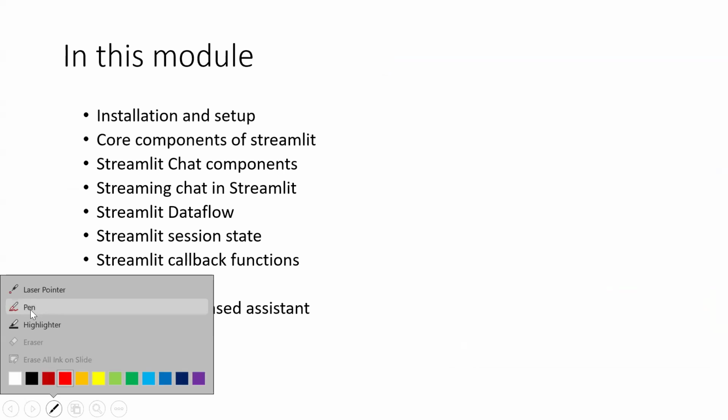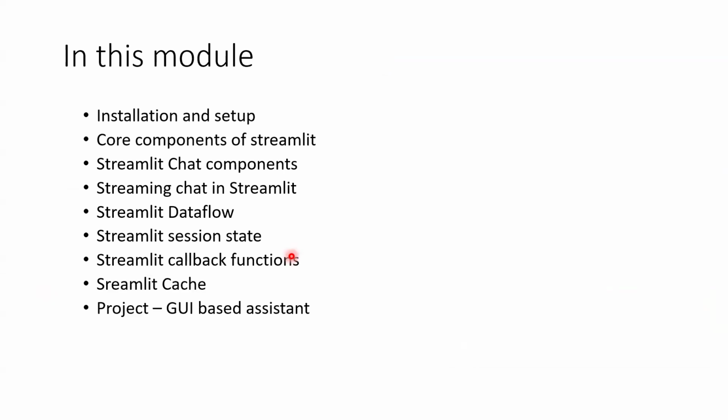In this particular session, we will cover the installation and setup, and then the core components of Streamlit. What are Streamlit chat components? How to stream the chat in Streamlit, how the data flow happens in Streamlit, how to manage the session, what is the use of it, why we should consider putting some of the variables in the session state, what are callback functions, what is cache, and then a GUI based assistant. All good so far, everyone?